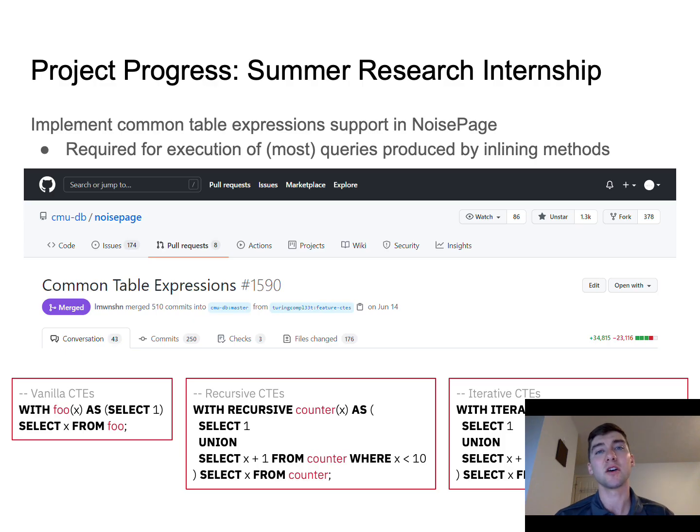Common table expressions are a very popular SQL construct, and importantly, they are used heavily by the systems that implement UDF inlining to implement iterative and recursive control flow in the SQL language. So we will require support for common table expressions in order to perform our evaluation. As you can see from the bottom of this slide, these are some examples of the types of CTEs that we support now in NoisePage. These include regular or vanilla CTEs, recursive common table expressions, as well as iterative or properly tail recursive common table expressions.